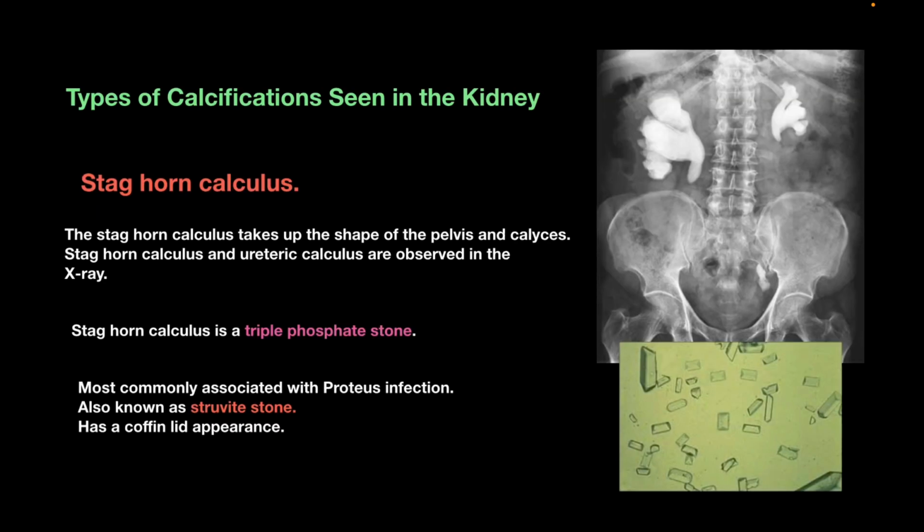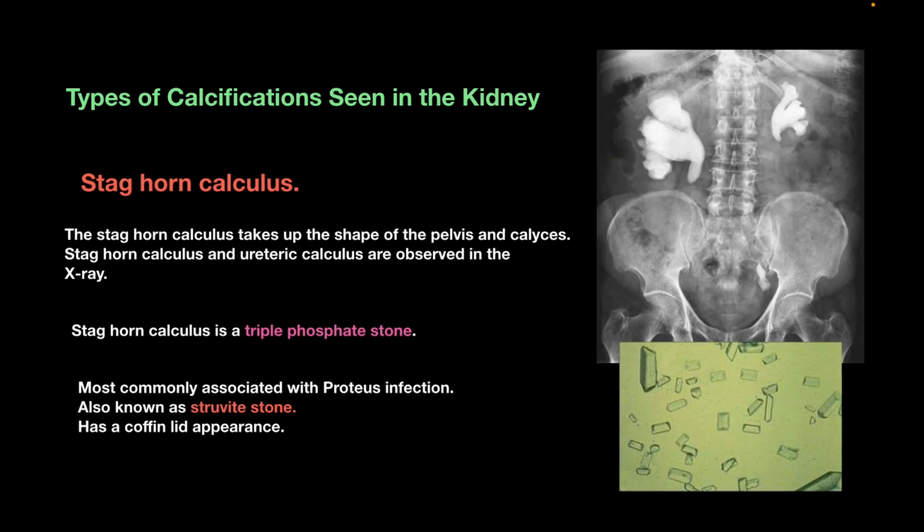So the first one is staghorn calculus. The staghorn calculus takes up the shape of the pelvis and calyces. Look over here, this is how it looks. Staghorn calculus and ureteric calculus are observed on X-ray.